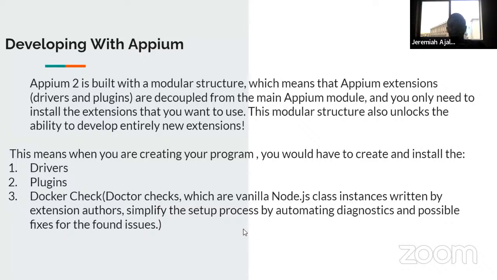What are Doctor checks? Doctor checks are vanilla Node.js class instances written by extension authors that simplify the setup process by automating diagnosis and possible fixes for the found issues. Remember I said it was open source software, so Doctor checks are like people's contributions to the program. Let's say you have an issue or you want to install something and it was not in the foundation legacy APM software. Since it's open source software, someone may have added what you are looking for. So you can just install the functionality that person has added into the program into your own file. So those are basically what Doctor checks are.